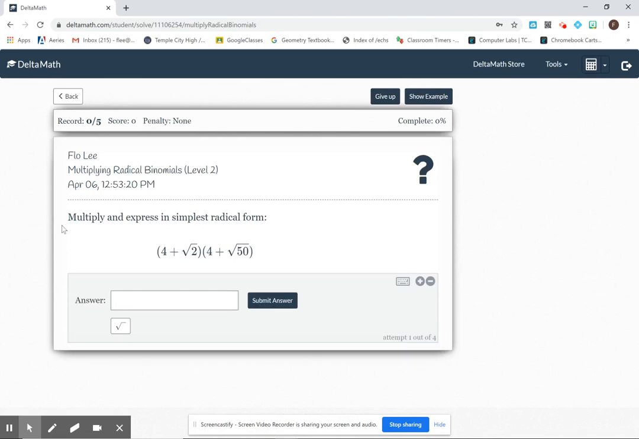All right, so here we go. I'm going to be multiplying and expressing this in simplest radical form. This is 4 plus the square root of 2 times 4 plus the square root of 50. So what I'm going to do is I'm going to grab my piece of paper and I'm going to work on this problem.